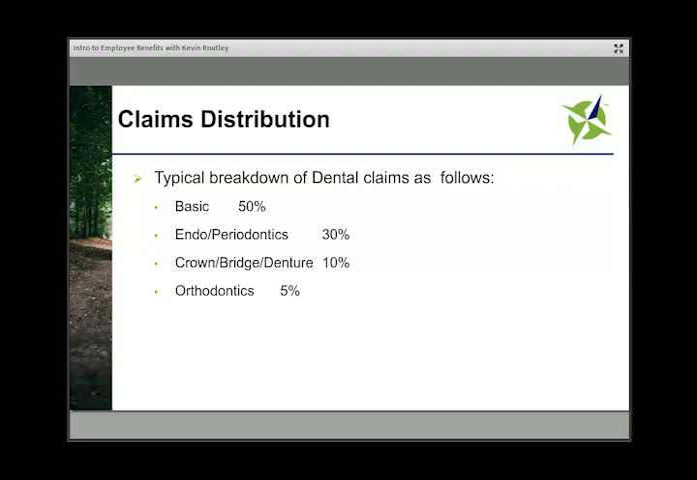Typical breakdown of dental claims. Many benefit programs call it basic and routine services when they put the basic and the endodontic and periodontic together. And that is 80% of all claims. 50 for basic and 30 for the periodontal. Periodontics is when a hygienist scales your teeth. Endodontics is root planing. It's work on the roots. Crowns, bridges, dentures, which is called major coverage, 10% of all claims, and orthodontics is 5%.